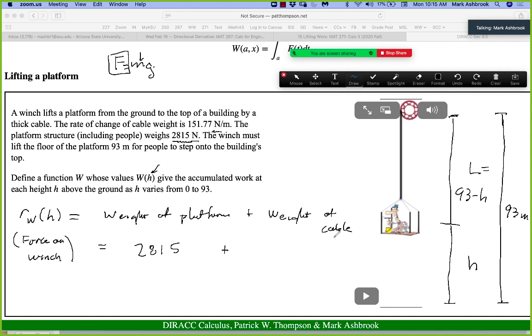How do we get the weight of that amount of cable? Multiply by unit cable weight. That's it. So this is meters, and this tells us how much each meter weighs, right? We need the total weight of that much cable. Each meter weighs 151.77, and we have this many meters left, right? Hanging down. So we're going to take 151 times that number of meters.